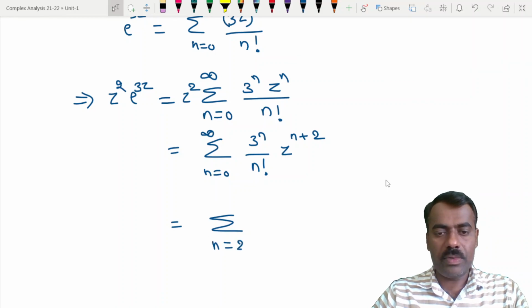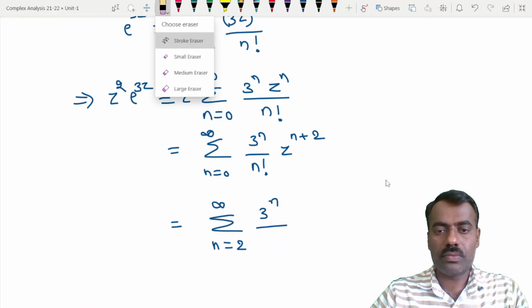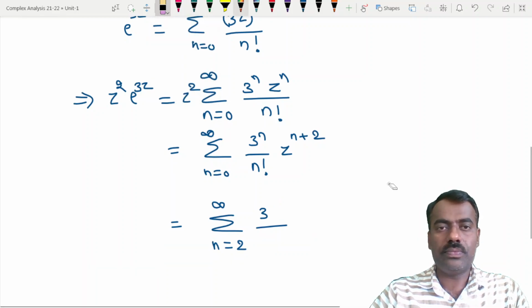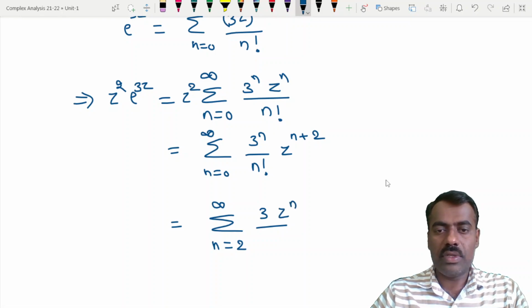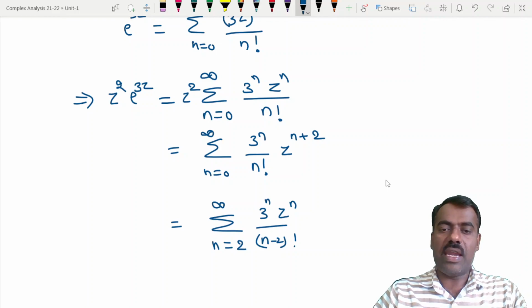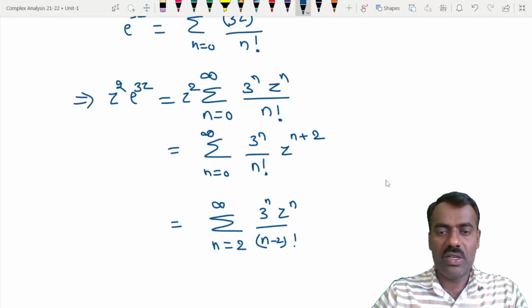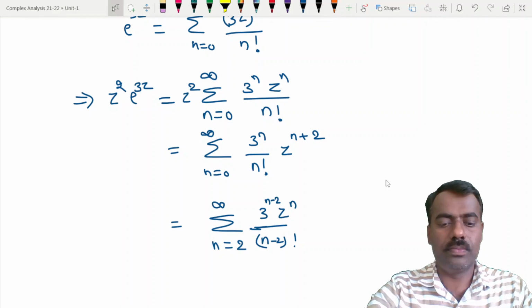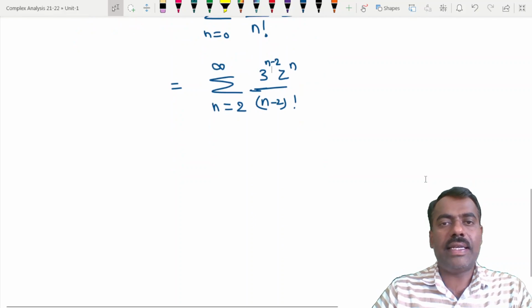So if I write from 2 instead of 0, then this is 3 power n by, sorry, this is not n factorial, this will become z power n, and this will become n minus 2 factorial. Okay, and this becomes 3 power n minus 2, so I can write here 3 square like this. Okay, now let's take another example.